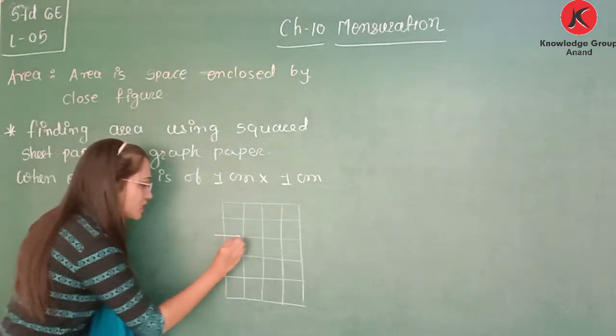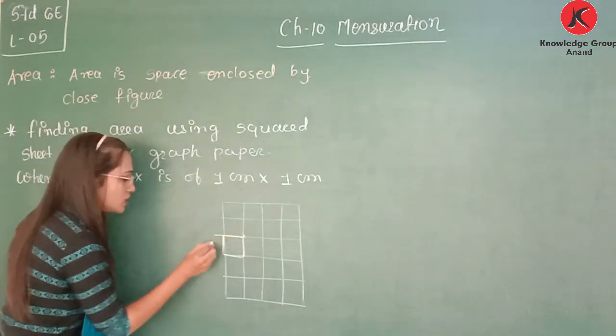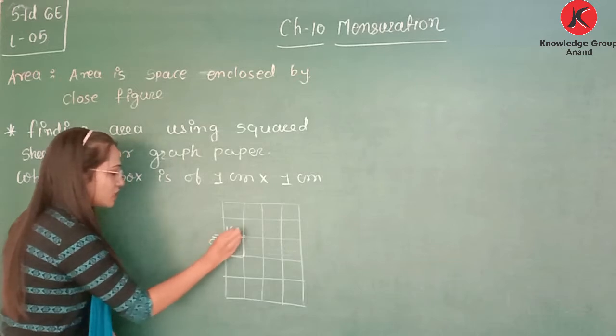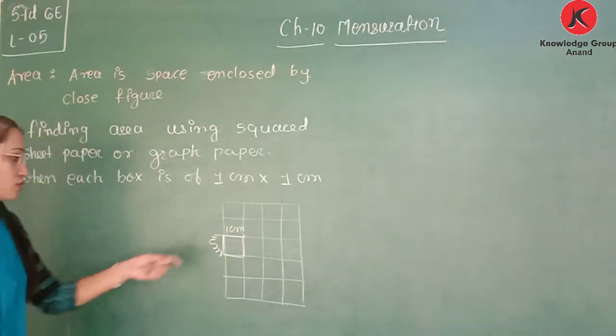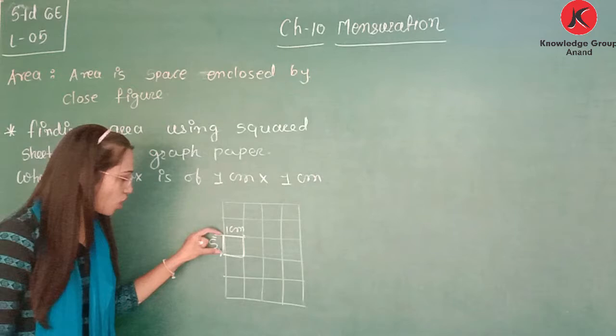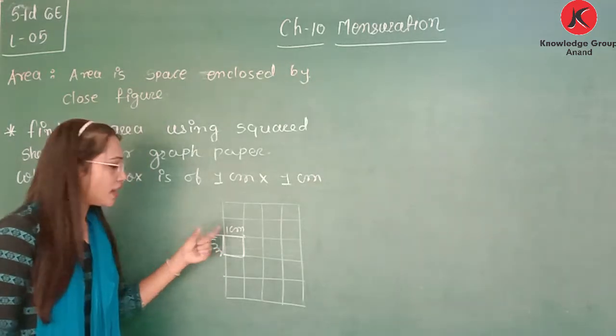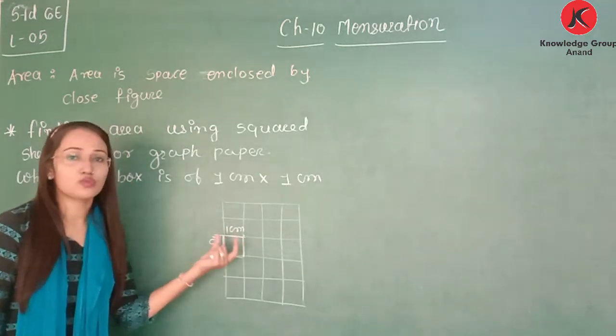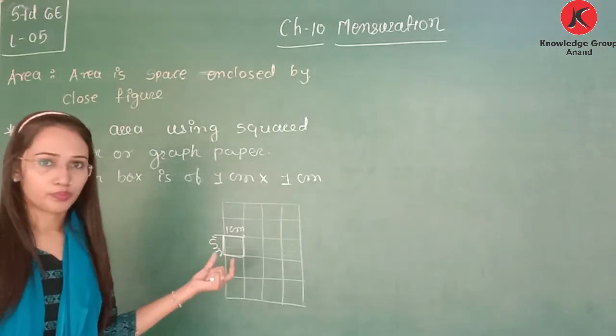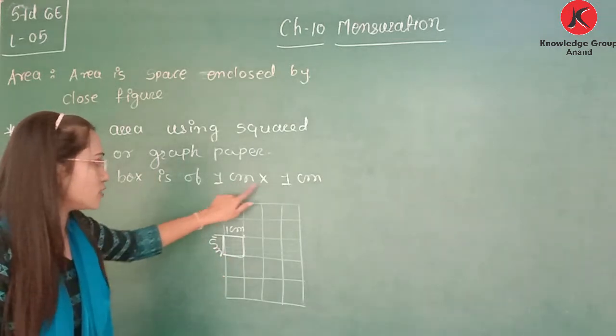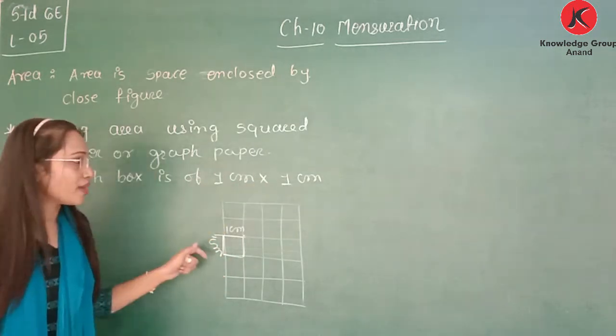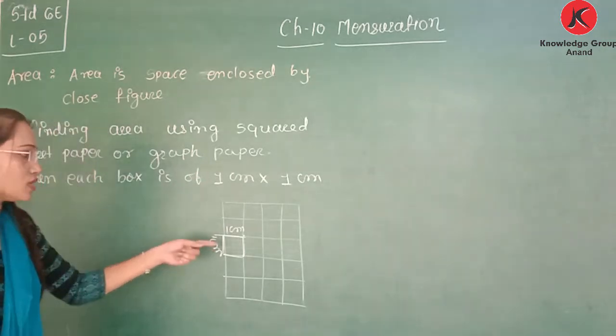But what is the measurement of this box? It is 1 centimeter by 1 centimeter. If you measure it using a scale, then this box is of length 1 centimeter and its breadth is also 1 centimeter. That's why it is called a square sheet paper. Why? Each box is 1 centimeter by 1 centimeter. So to measure, the first method is using the square sheet paper.